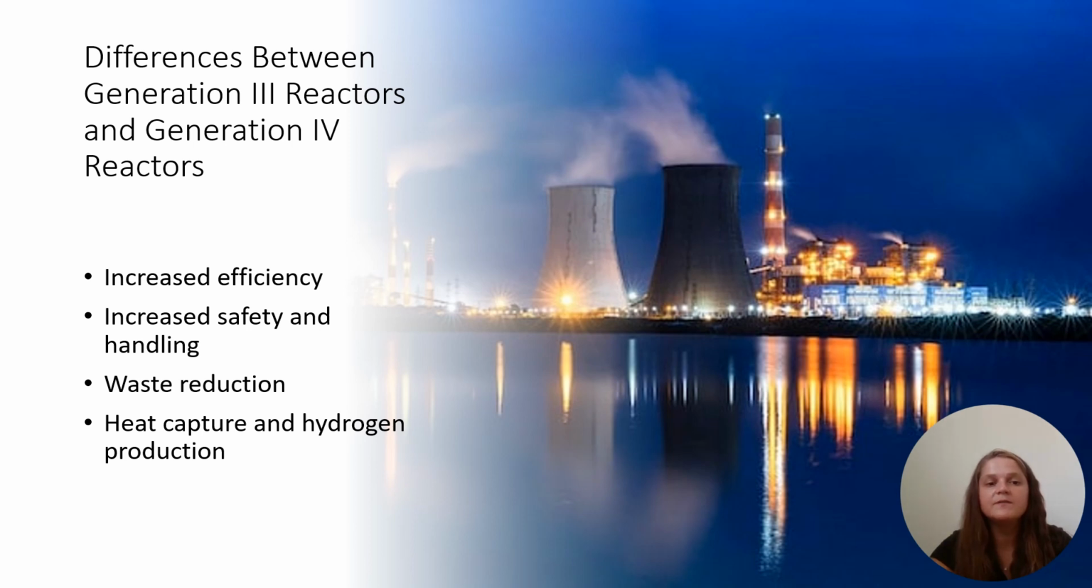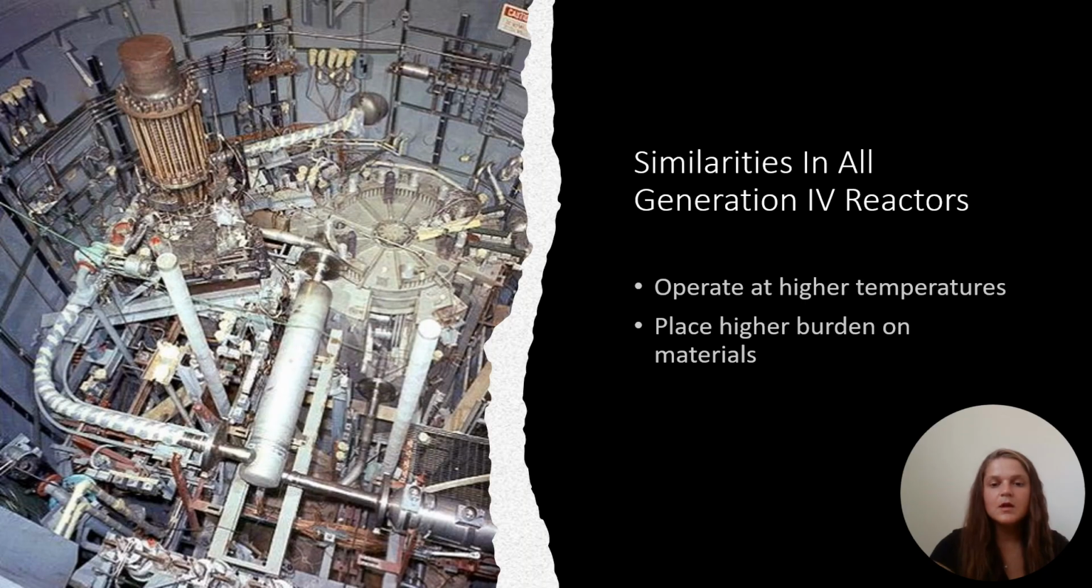So there are many benefits to the Gen 4 reactors that show improvements from our current day Gen 3 light water reactors. All Gen 4 reactors have two things in common. They operate at a much higher temperature, usually between 500 degrees Celsius and 1,000 degrees Celsius, compared to today's light water reactors that operate at a crispy, cool 330 degrees Celsius. So they do run quite a bit hotter.